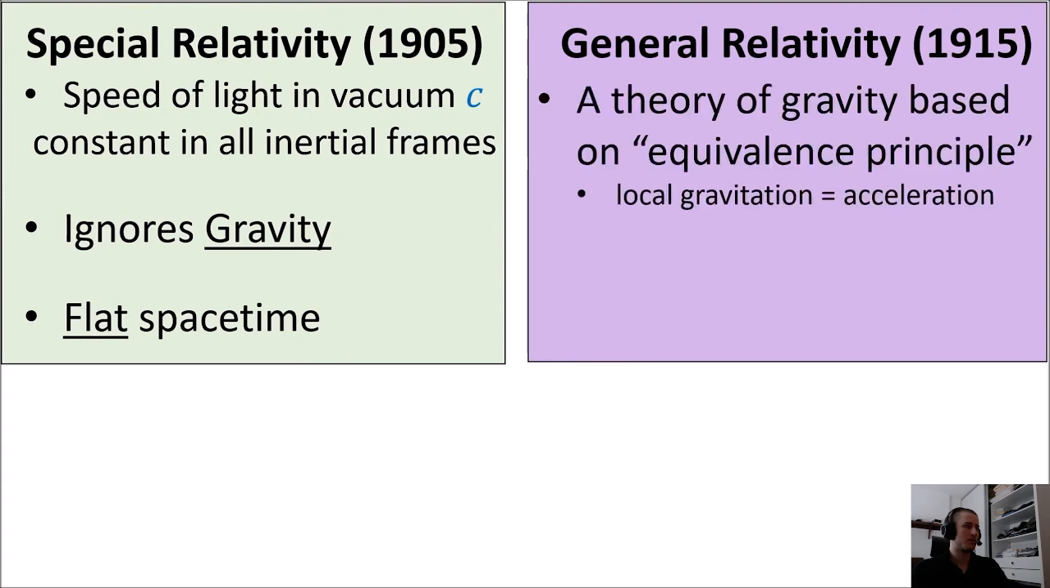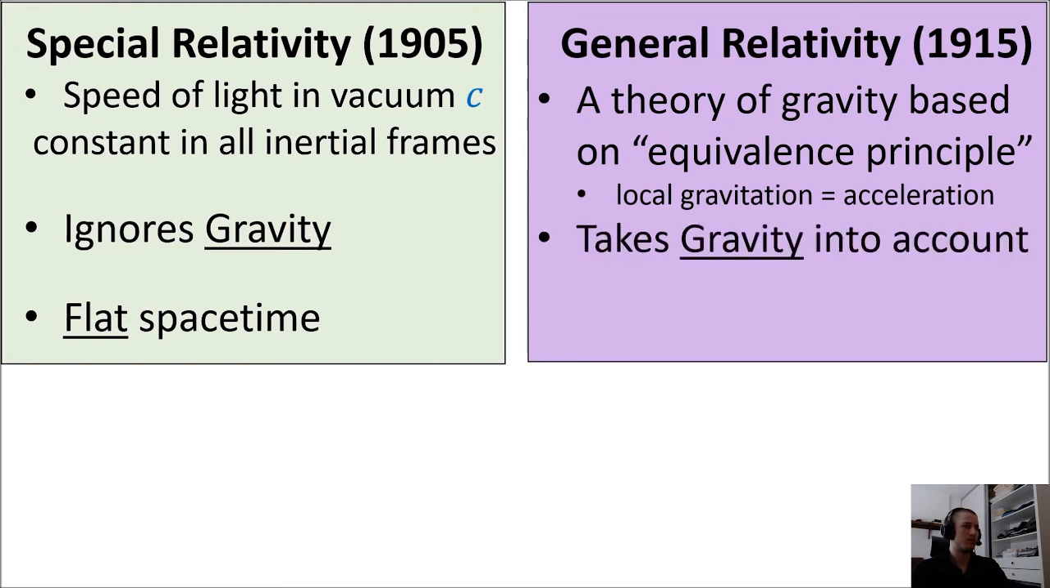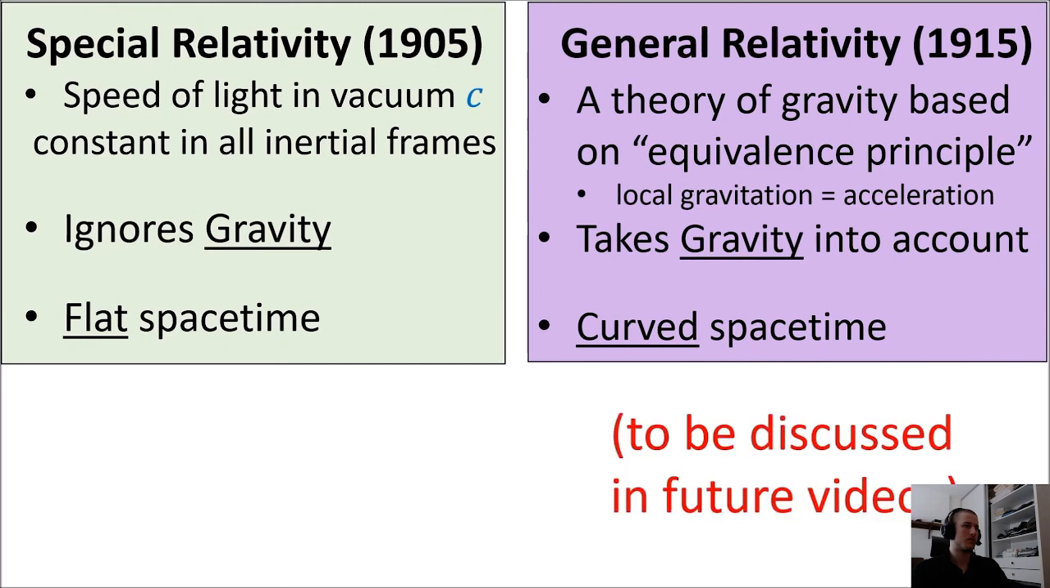Meanwhile, general relativity is a theory of gravity that we get when we accept the equivalence principle, which says that a local gravitational field is completely equivalent to an accelerating frame. And so general relativity does take gravity into account. General relativity is a theory of curved spacetime and treats gravity as a manifestation of curved spacetime. Now, I realize that a lot of what I just said about the equivalence principle and curved spacetime probably doesn't make much sense right now. We'll be getting to those in future videos.